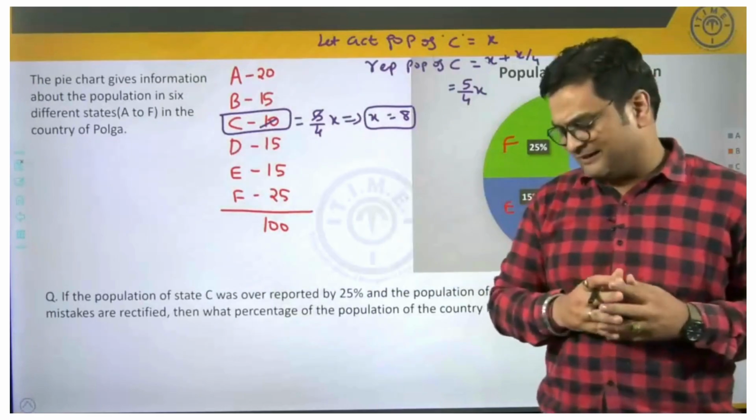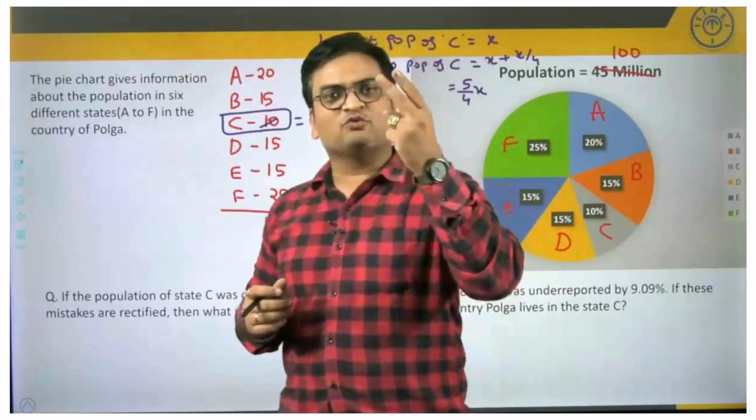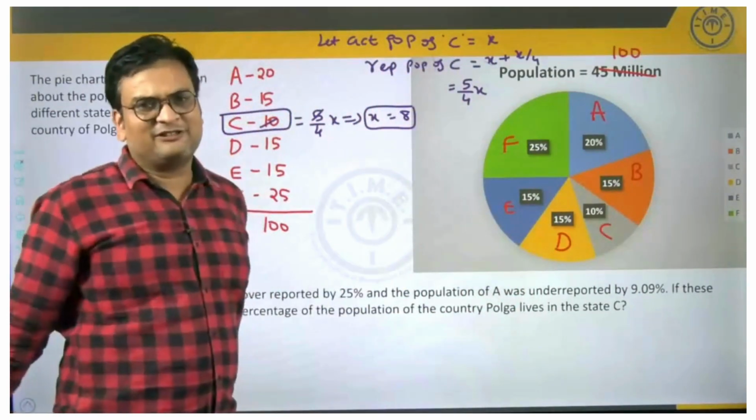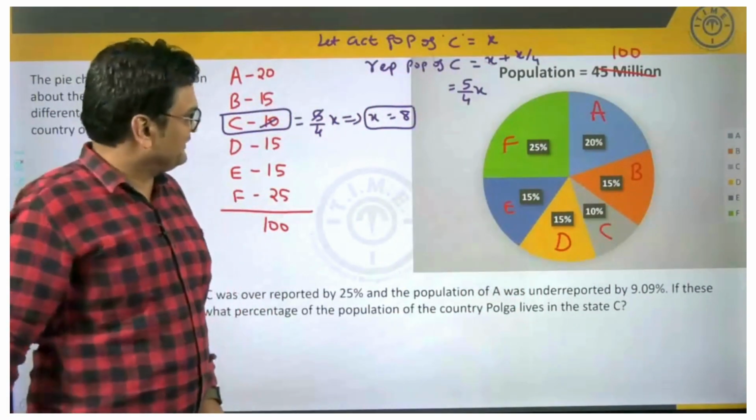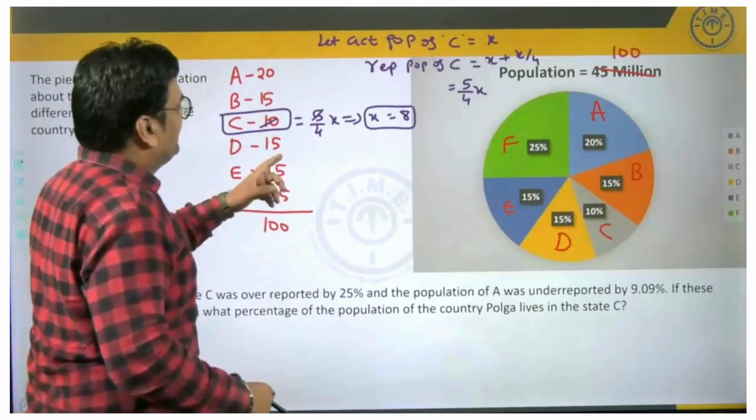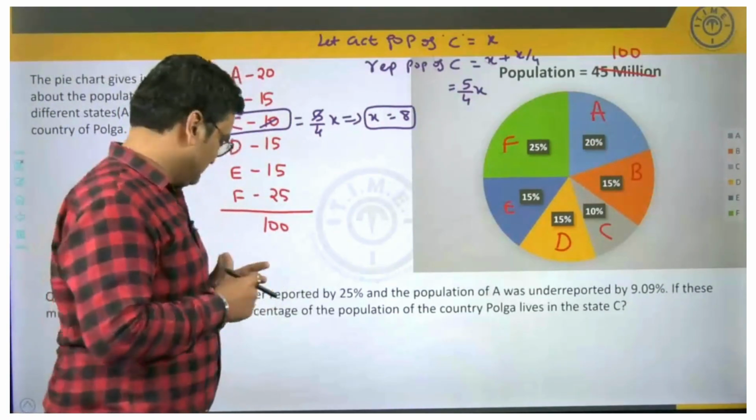If you do the calculation, 25% of 8 is 2. So they have shown 2 more people. 8 is shown as 10, 2 more people. So we get the actual population of city C as 8 people, fine.